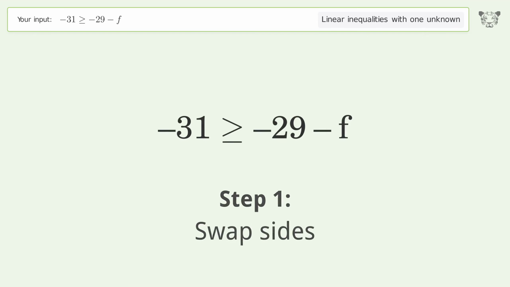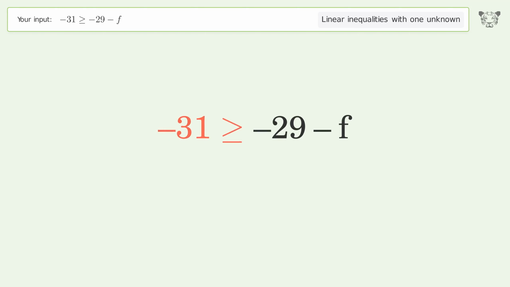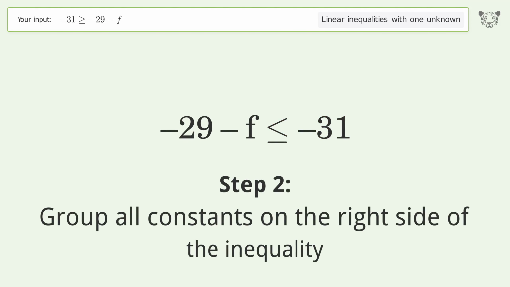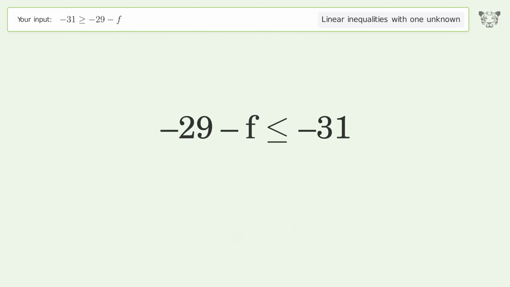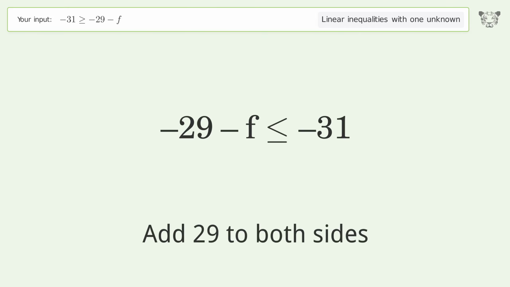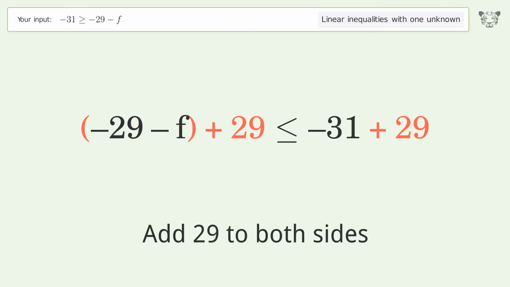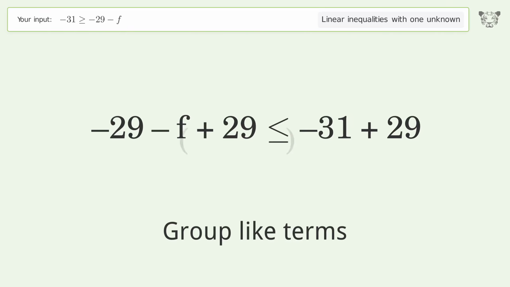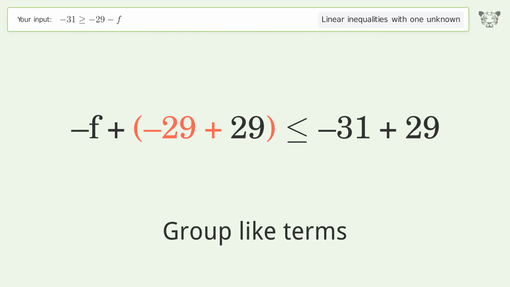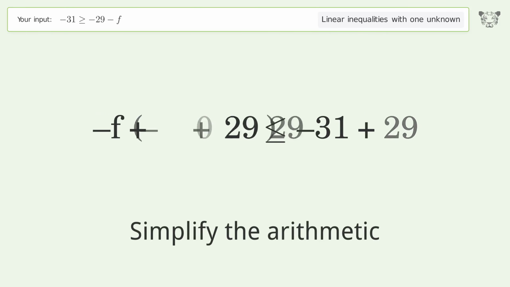Swap sides. Group all constants on the right side of the inequality. Add 29 to both sides. Group like terms. Simplify the arithmetic.